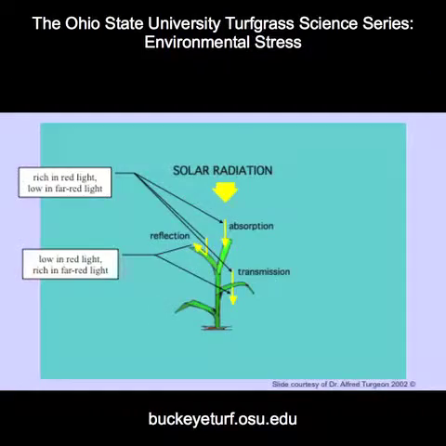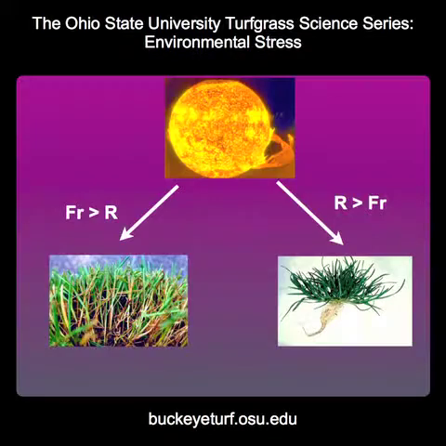In general, light that is absorbed by the turf is high in red. That light that is reflected or transmitted tends to be high in far red compared to red. The relationship between red and far red light impacts turfgrass growth. In full sun, where proportionally red is greater than far red, we get a procumbent growth habit along with increased tillering. In shade, where far red is proportionally greater than red, we see a change in growth habit. The plants are more stemmy, upright, and the leaf blades are thinner with less tillering.